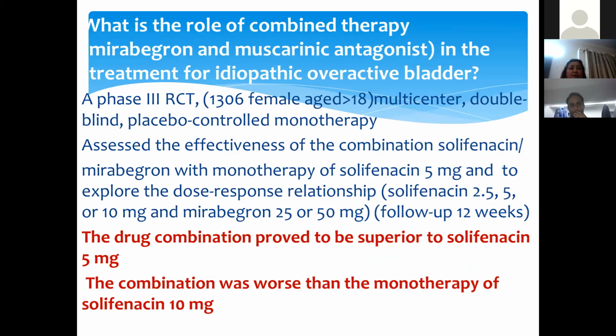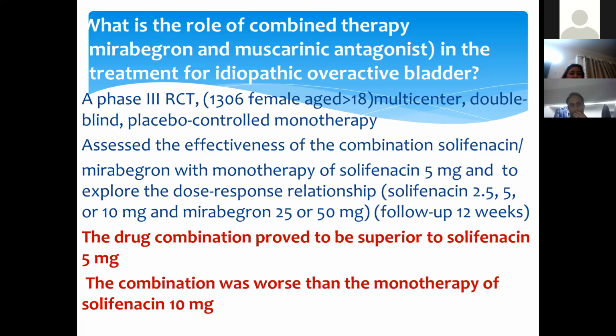So what is the role of combining therapy? As I said, the polytherapy, mirabegron or anticholinergics with idiopathic OAB. A phase 3 RCT, a good number, 1,306 females older than 18, multicenter, double-blind. They assessed the effectiveness of the combination of solifenacin and mirabegron with monotherapy of solifenacin 5 milligrams. So I'm very unhappy with the trial. Why solifenacin 5 milligram? Why didn't they use the 10 milligram? And then they explored the dose response relationship. And then eventually they had to use it. They divided into 3 arms and did use solifenacin 10 milligram.